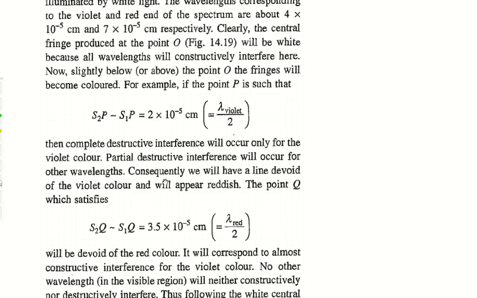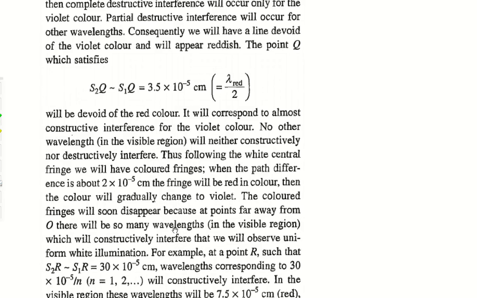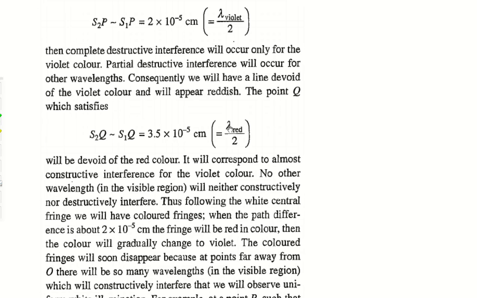and the point Q, which is apart from P, if it has a value 3.5 into 10 to the minus 5 centimeter, that is, at point Q the lights coming from the slits S1 and S2 have a path difference on the order of 3.5 into 10 to the minus 5 centimeter. Then surprisingly it will satisfy the condition of lambda for red by 2, that is, the red light will satisfy the first minima at this point Q. So red color will be absent there.